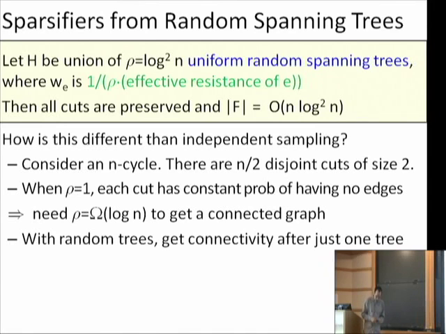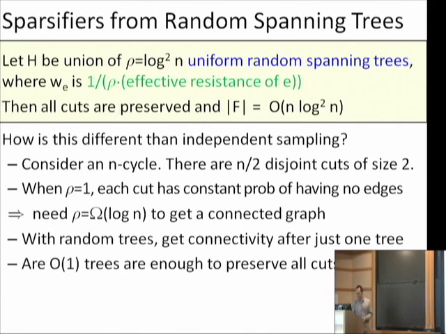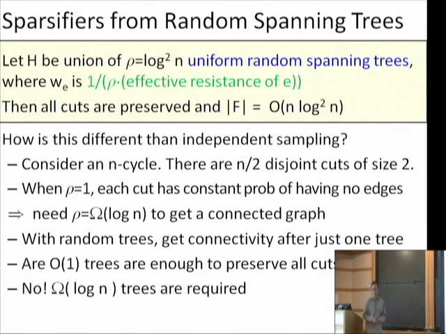With random trees, it seemed conceivable that you might get around this obstacle. If you pick a random tree, then you're already connected after just picking one tree. So it seems conceivable that connectivity is the main hurdle, and once you've got it, everything else should go smoothly. But it's actually not true. We have an example in our paper showing that this particular algorithm would need at least log n trees to get a sparsifier. I'm happy to explain the example to those of you after the talk. Is it actually a worst-case bound, that no union of fewer than log n trees gives a sparsifier? No, for this particular algorithm of sampling independent uniform random trees, that particular algorithm would not work.